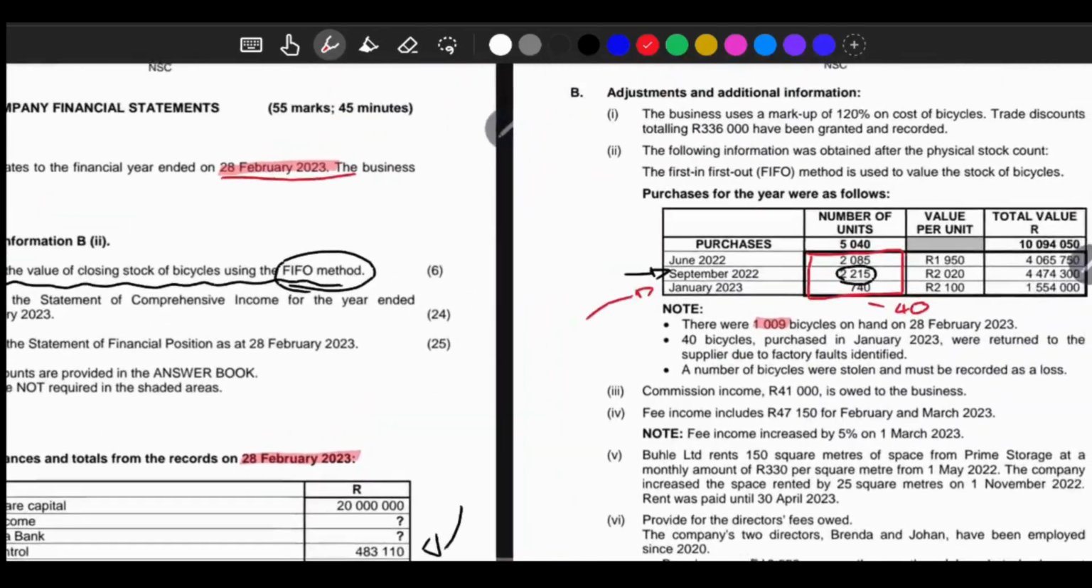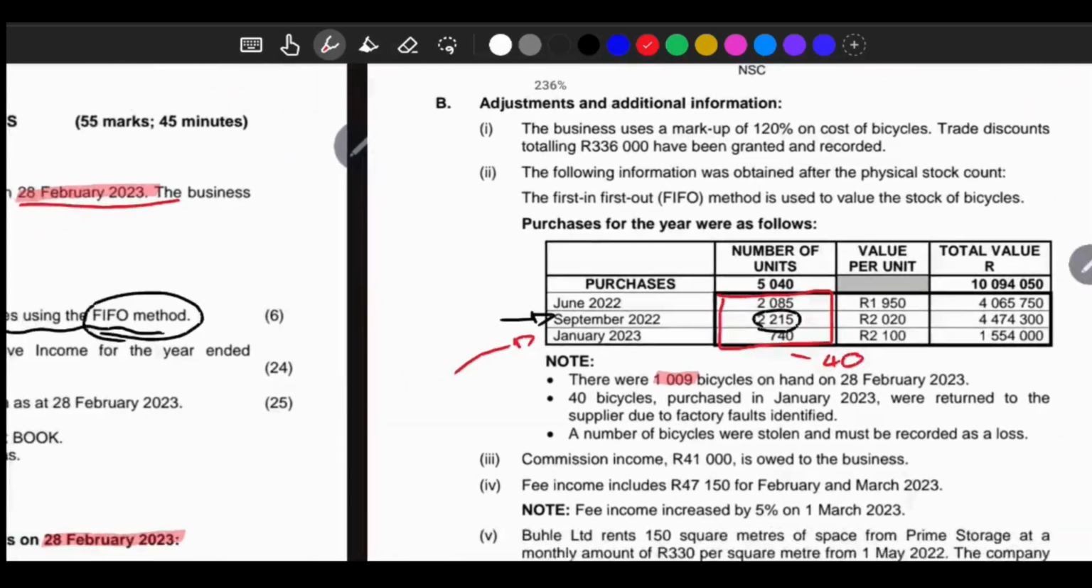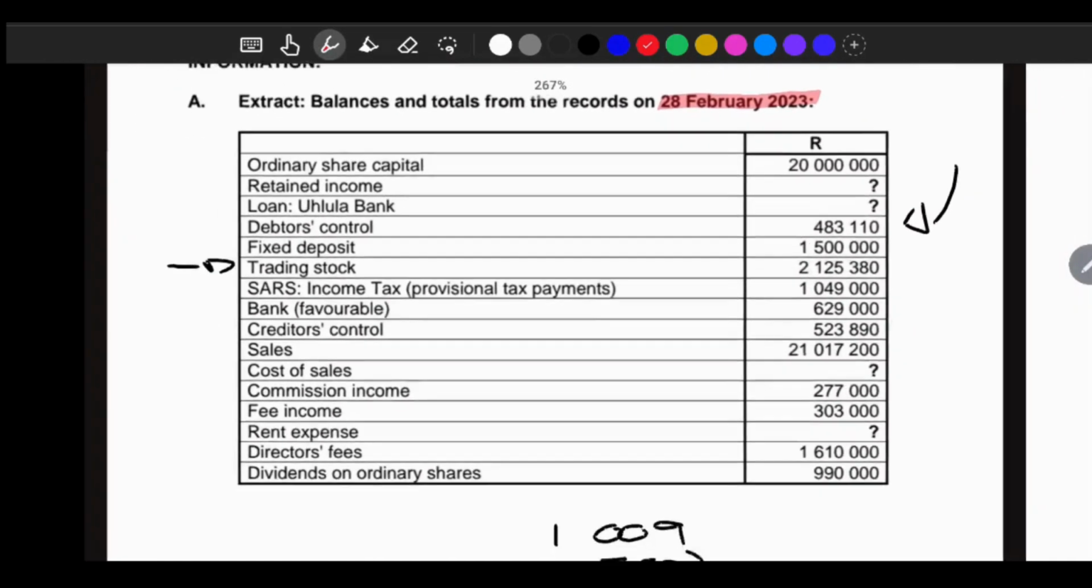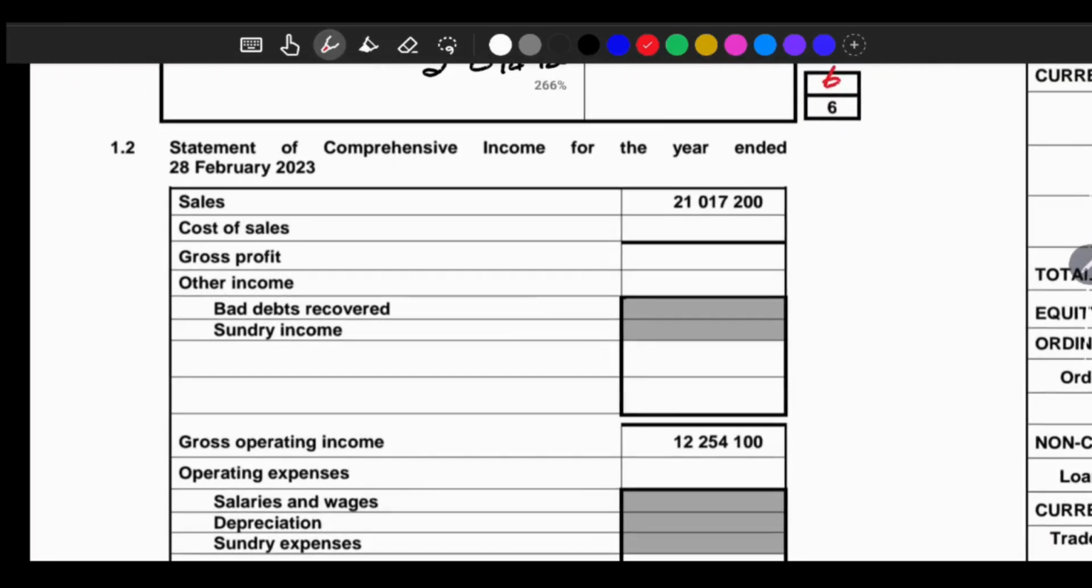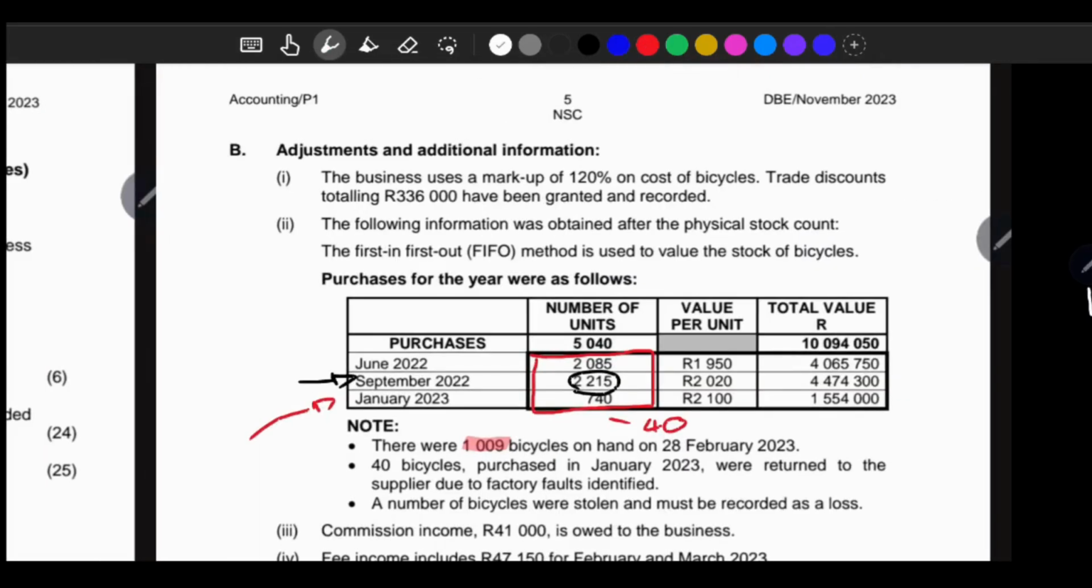So going to start from the top here. Back to this information. The business uses a markup of 120% on cost of bicycles. Trade discounts totaling 336,000 have been granted and recorded, right? So here they give us, if we look here, what are we missing? We are given sales, but we don't have cost of sales. So we're going to use that information to find cost of sales. So uses a markup of 120, that is very important, right? On cost of bicycles, trade discounts totaling 336,000 have been granted and recorded.